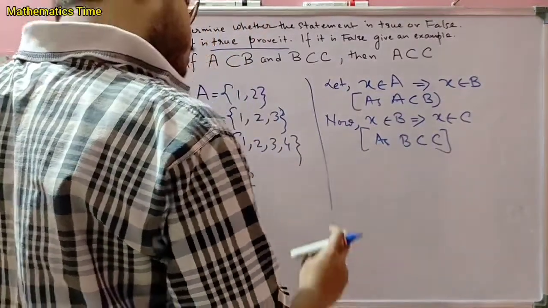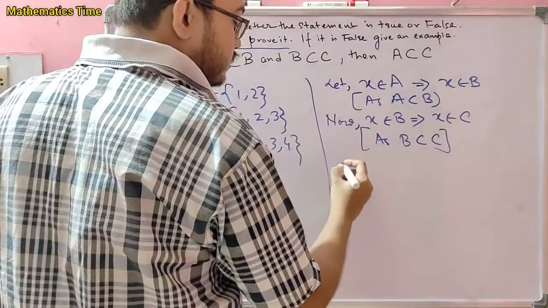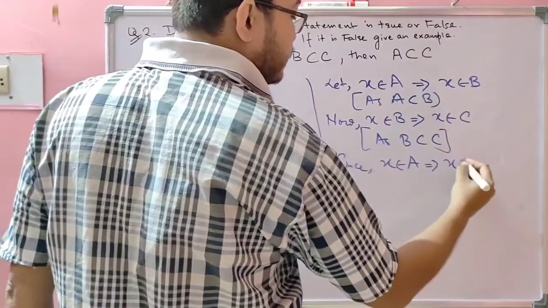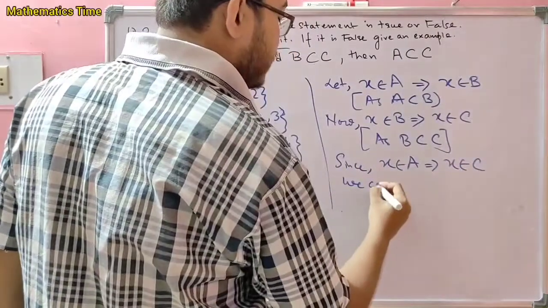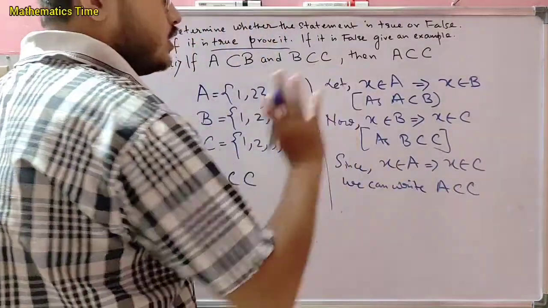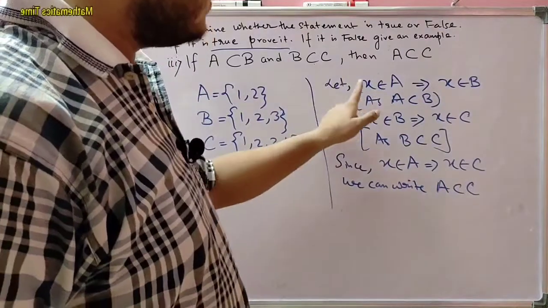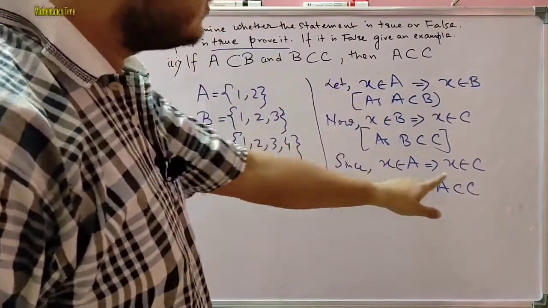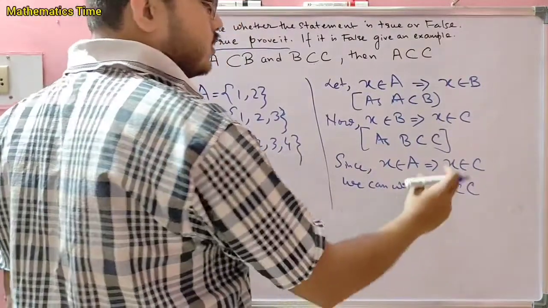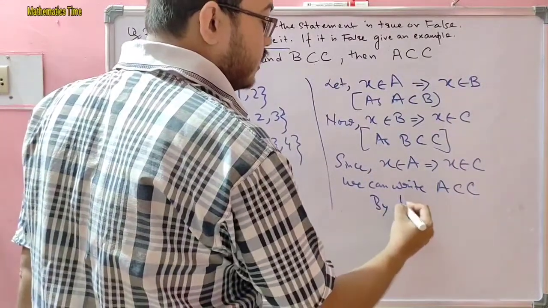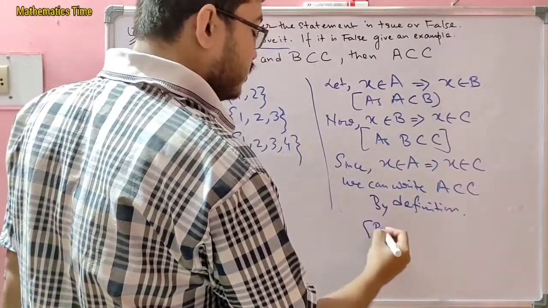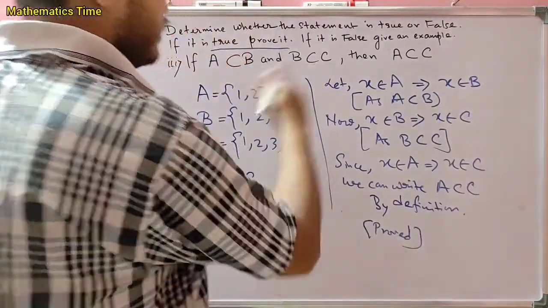Okay. Now what we can see, since x belongs to A implies x belongs to C, we can write A is a subset of C. For any general term x, we proved that if x belongs to A, x will belong to C. Then by definition A is a subset of C. This is the proof statement. This statement has been proved.